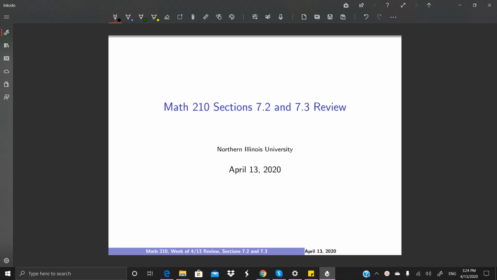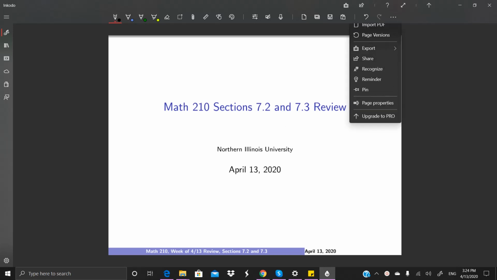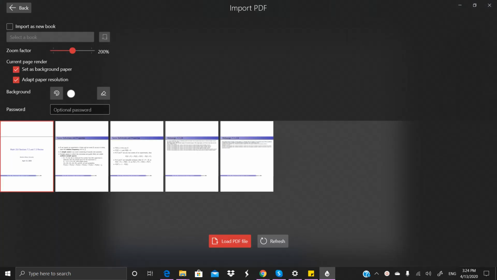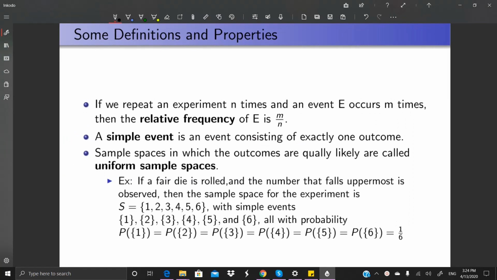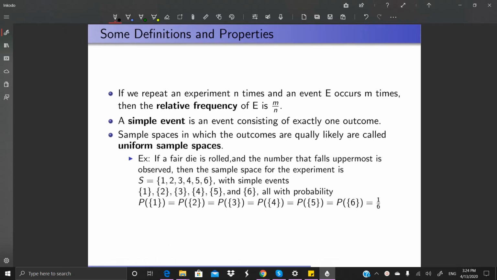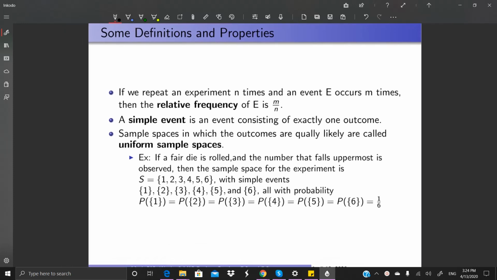Let me get rid of that. Alright, so we'll first start with some definitions and then after that we'll do some examples. So definitions and properties. The term relative frequency will be the first one here.